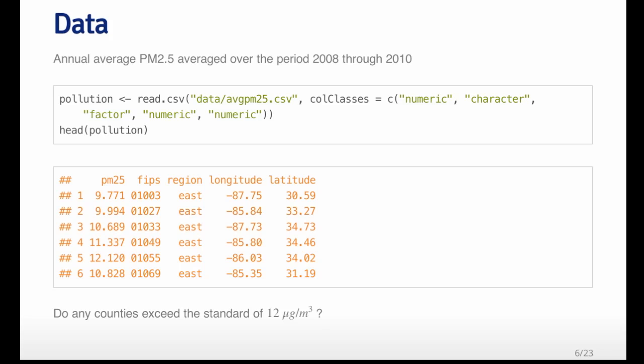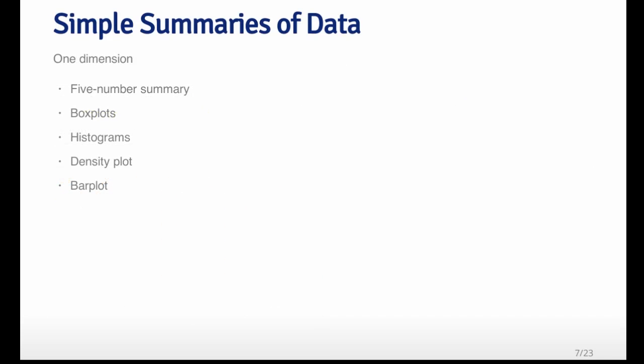And so something that may be a problem for one type of question may not be a problem for a different type of question. So when you look through the data, you have to have a background question in mind. So we want to see if counties exceed this National Ambient Air Quality Standard. We can look at one-dimensional summaries of the data, and here are a couple that I list out. One is a 5-number summary. There are box plots, histograms, density plots, and bar plots, and I'll illustrate a few here.